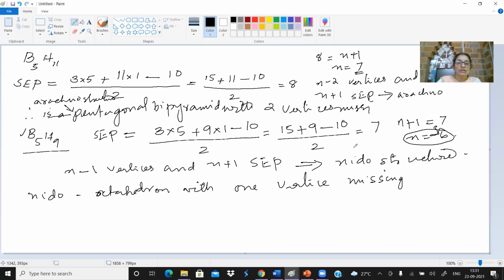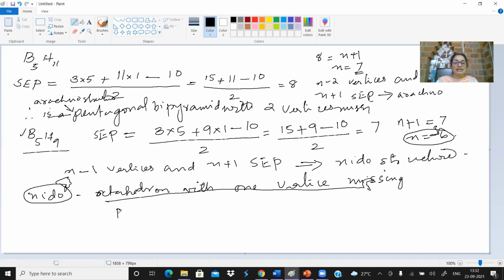So here, using Wade's rule, you're able to predict what the type of cluster is and also what the shape of the particular polyhedron is. So here you have an octahedron with one vertex missing. We'll look at another example again.